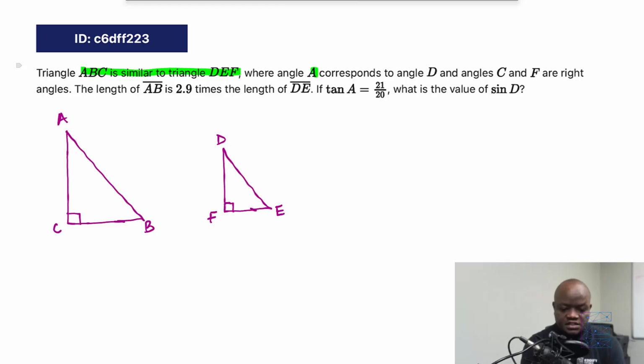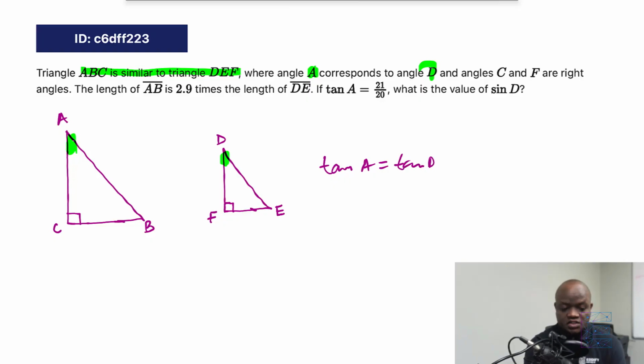For instance, we're told that angle A corresponds to angle D. Angle A is over here, angle D is over here. That means the tangent of angle A is the same as the tangent of angle D. So for this question, knowing that rule means that you don't actually have to do any math. The tangent of A is equal to the tangent of D, and all the other trig functions.